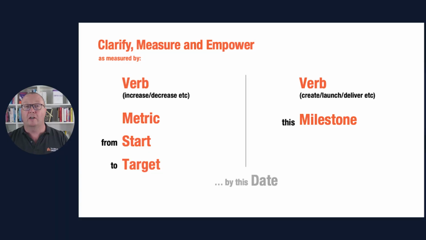First, the other type of key result is a milestone key result. This is the other major, most common type. It's on the right of the screen. Now, this is a simpler form. It's basically verb, create, launch, deliver, a milestone, right? Again, always start with a verb. Just use a simple verb.